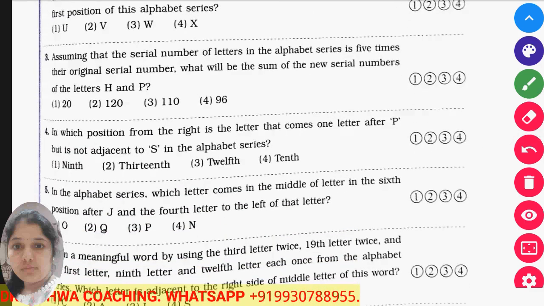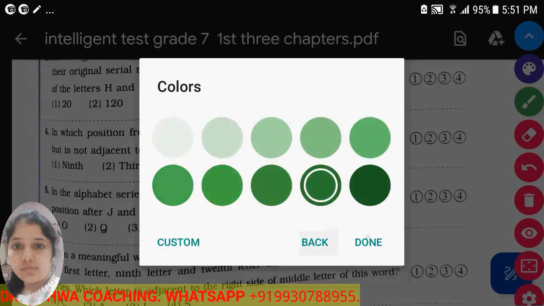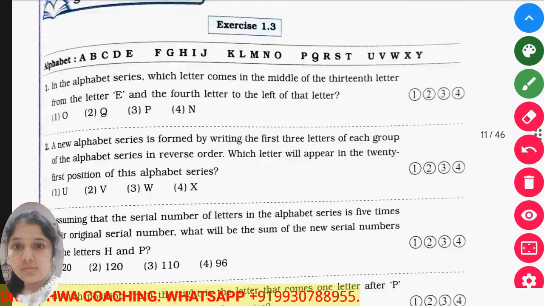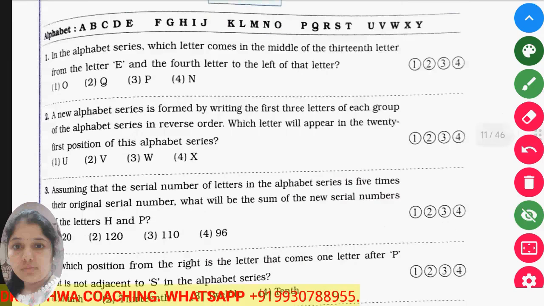Assuming that the serial number of the letters of the alphabet series is 5 times their original number, means the number 1 becomes 5, 2 becomes 10, like this. So what will be the sum of the new serial numbers of H and P? Now first, for H and P, we have to find their old serial numbers. So H is at the 8th position and P is at the 16th position.